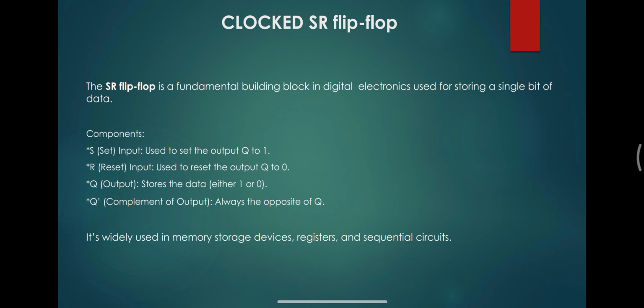The SR flip-flop is a fundamental building block in digital electronics used for storing a single bit of data. It has two components, input and output. In input, S and R. S is used to set the output Q to 1 and R is used to reset the output Q to 0. And there are two outputs, Q and Q prime. Q stores the data, either 1 or 0, and on the other hand Q prime is always the opposite of Q.